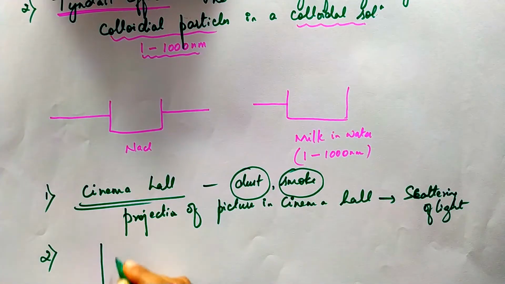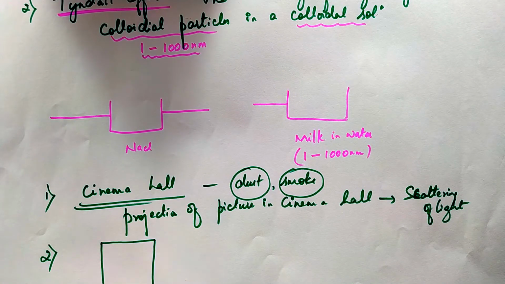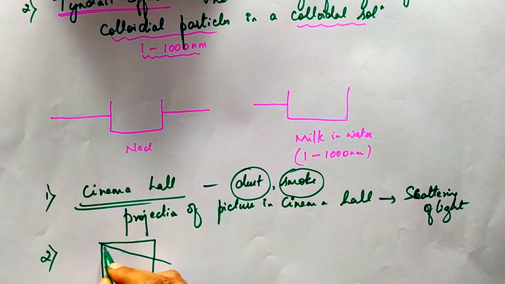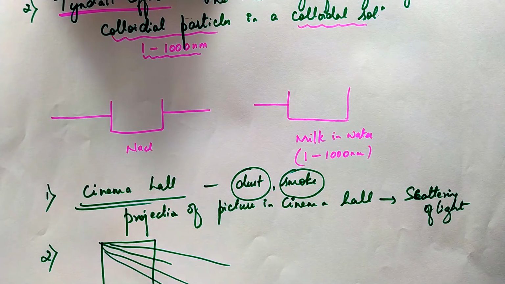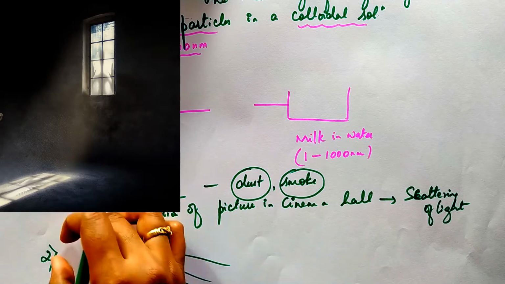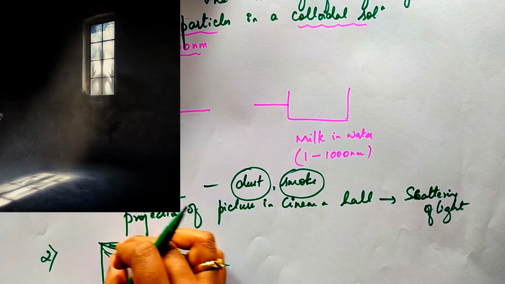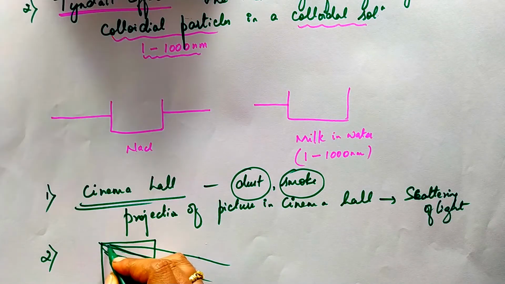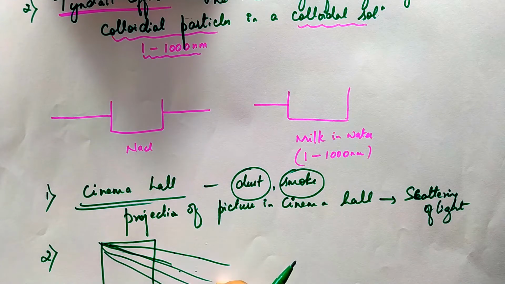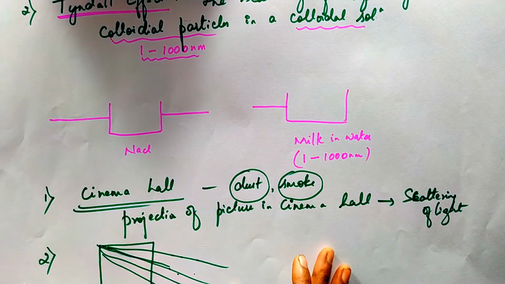In the second example, early in the morning, the sunlight entering the window, you can observe the light rays. It is due to the Tyndall effect, the scattering of light. It is due to the dust particles present, which scatter the light. So we can observe the light path during the early morning when you look at the windows. So mainly the Tyndall effect is due to the colloidal particles.